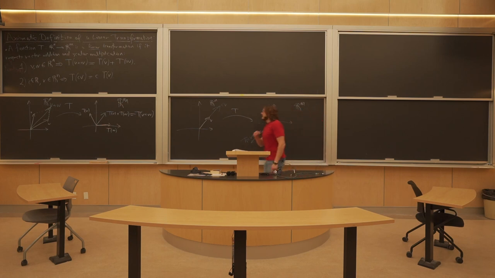The second property that we wrote tells me that instead of first scaling the vector and then sending it to the other side using T, I can first send the vector to get T of v, and then scale that vector by c, by the same unit. Okay? So in order for a transformation to be linear, it has to respect vector addition and scalar multiplication, the two things that you can basically do with vectors.